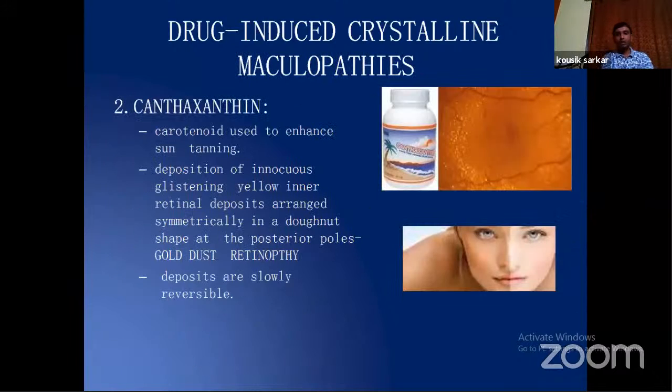Canthaxanthin is a carotenoid which is usually used to enhance sun tanning. Here, retinotoxicity occurs as deposition of inconspicuous glistening yellow inner retinal deposits, which are arranged symmetrically in a donut shape in the posterior pole of the retina. It is also called gold dust retinopathy. And these deposits are slowly reversible if the drug is discontinued.